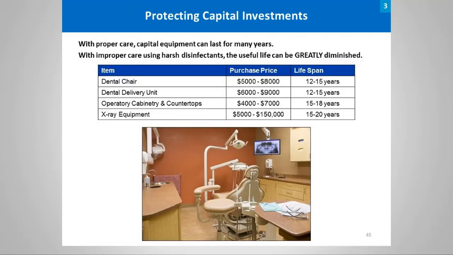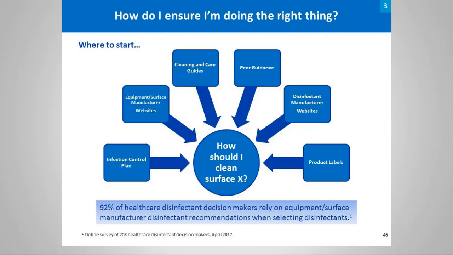Your operatory, cabinetry, and countertops, again, very expensive per room. You could be looking at $4,000 or $5,000 with a 15 to 18 year lifespan. X-ray equipment, big time expense here. And with improper care with harsh disinfectants, the useful life can be greatly diminished.